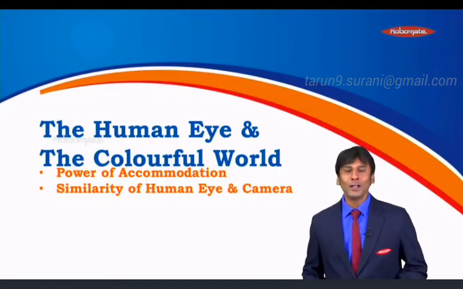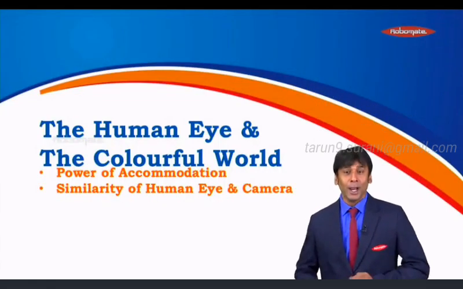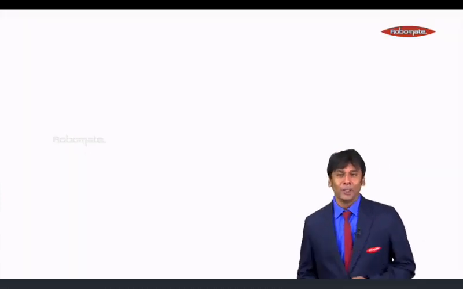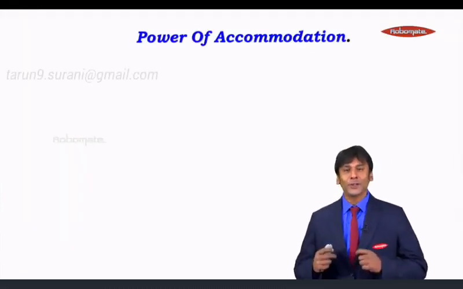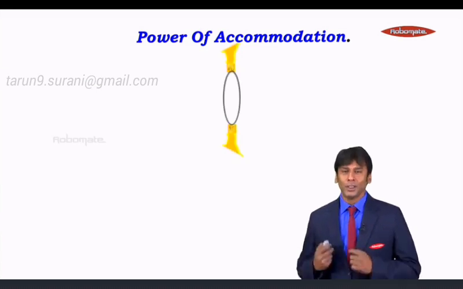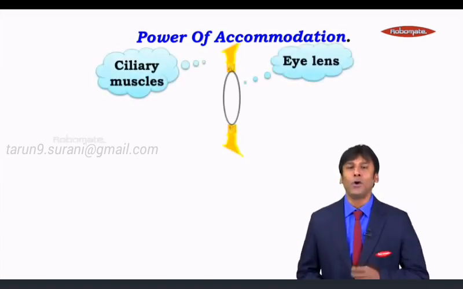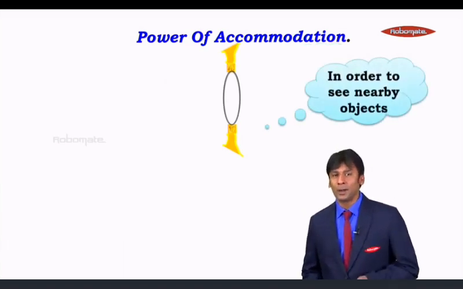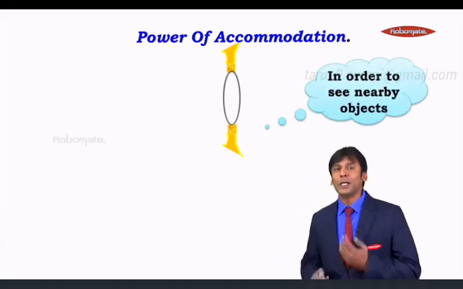This module will understand what is power of accommodation and will understand the similarity of human eye and camera. Now, to understand power of accommodation, here we have a schematic diagram of eye lens and ciliary muscles. In this particular diagram, let us understand how we see nearby objects.